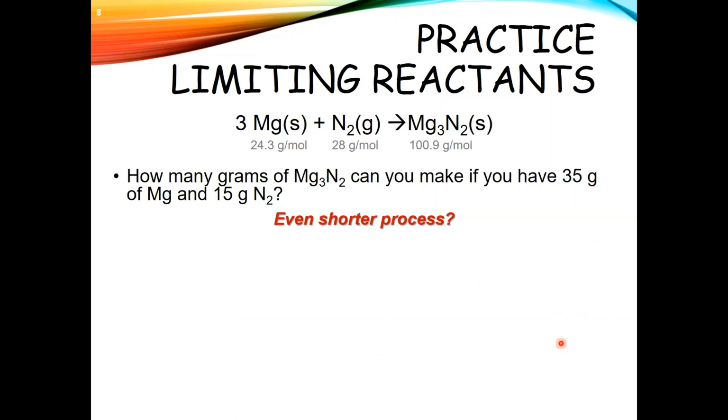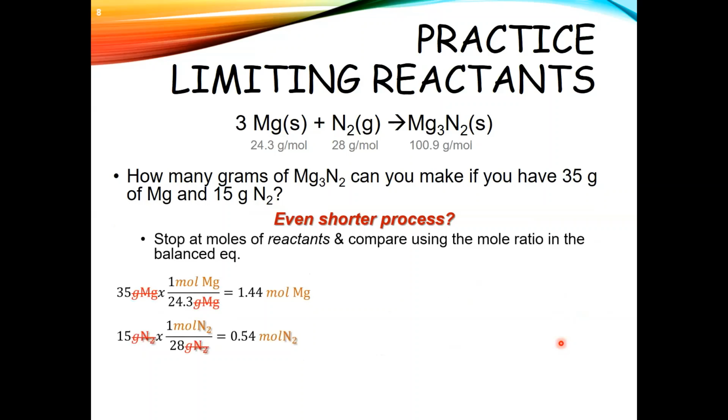Is there an even shorter process to do this? I don't think so. Some people think this is a shorter process. To me, it seems like the exact same amount of work as the last way of calculating this. This one, we're going to stop at the moles of reactants and compare them using the mole ratios in our balanced equation. So what that means is we're going to calculate the number of moles of magnesium present.